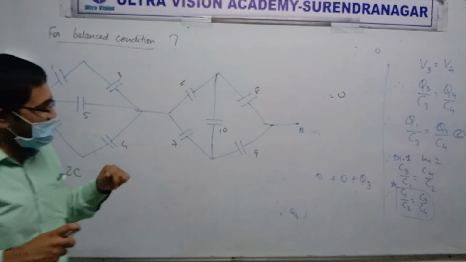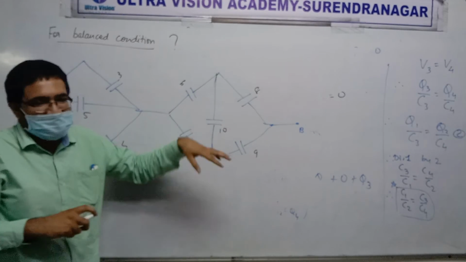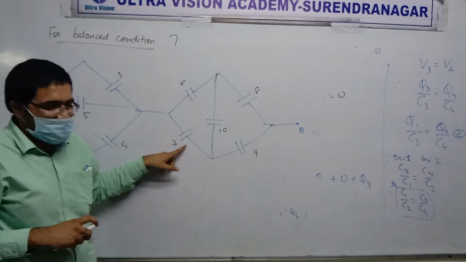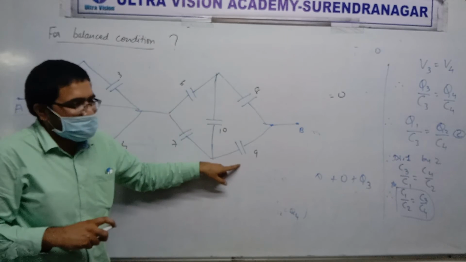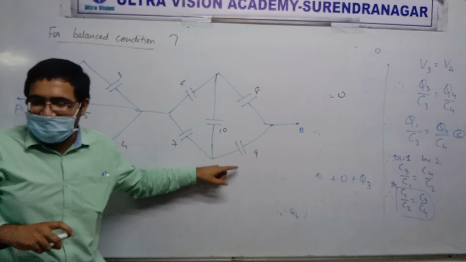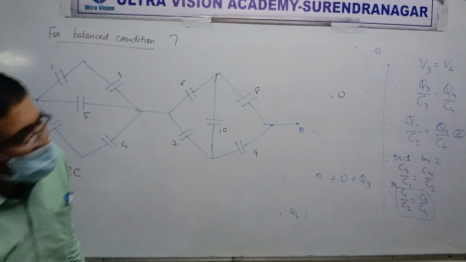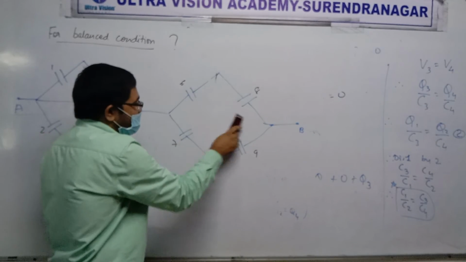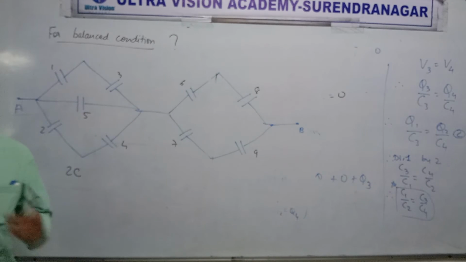Is this balanced? How do you know it is balanced? Everything is C. Yes or no? Yes. So C upon C, C upon C. Equal on both sides. Balanced or not balanced? Yes. Balanced. So what to do? What to do if it is balanced? Remove the one in the middle. Yes or no? Yes. Okay.